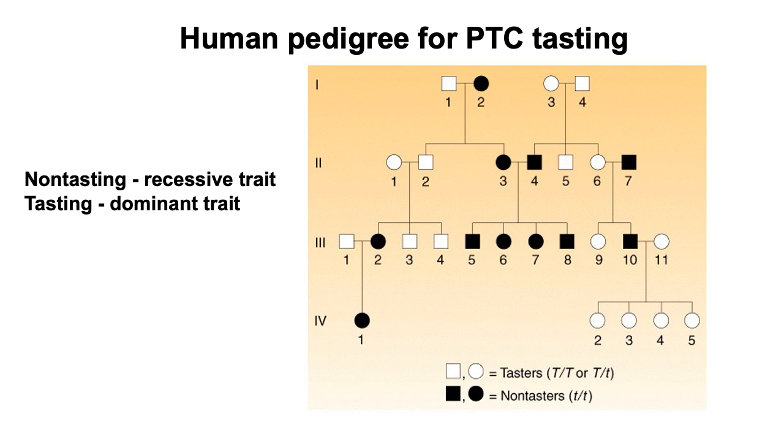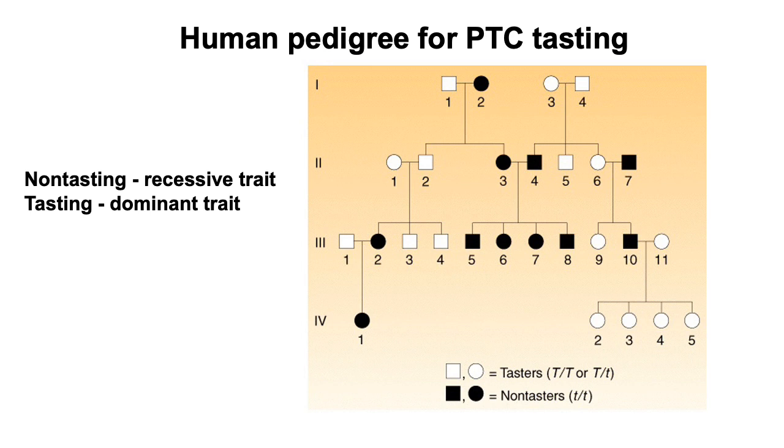So what kind of information can we get from pedigrees, and how do we determine whether a trait or a disorder is inherited autosomal dominant, autosomal recessive, or sex-linked recessive? So this is one some of you might be somewhat familiar with.